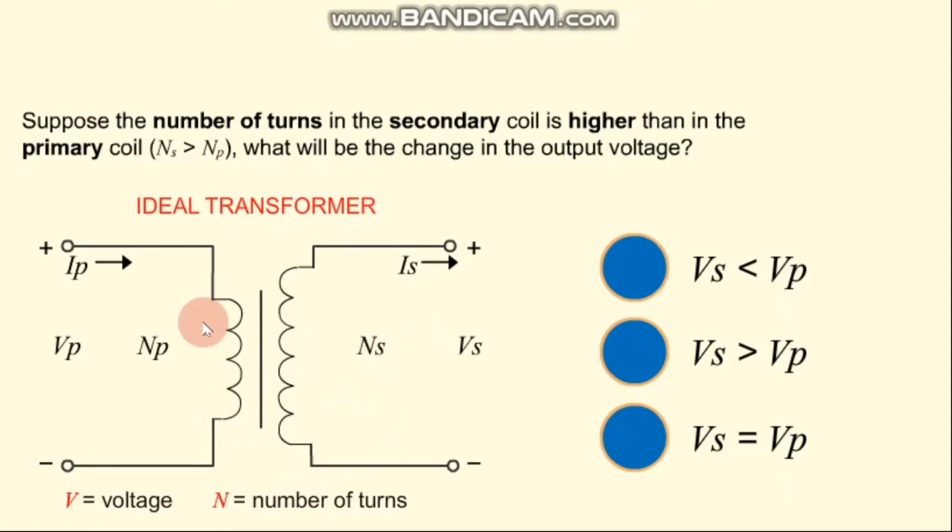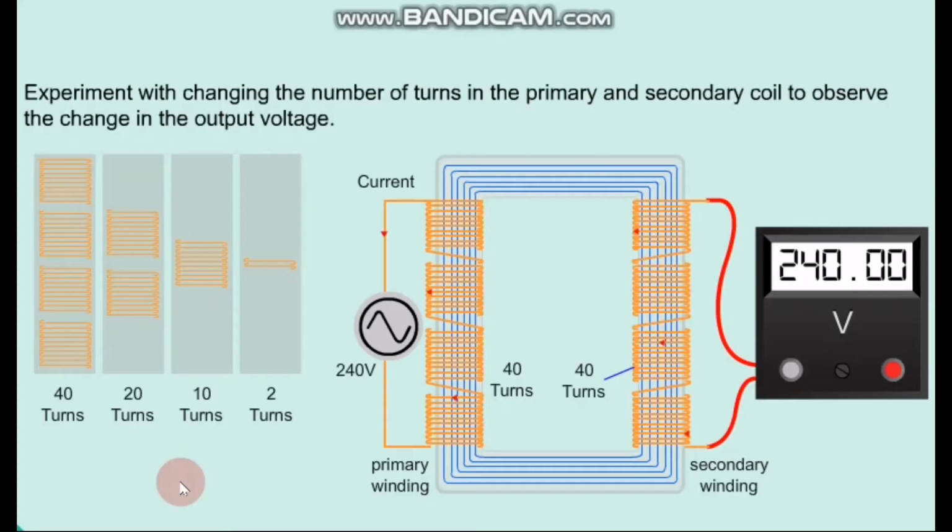So what happens when the number of turns of the secondary coil increases? It means that the secondary voltage will increase. So the answer is the second choice. In this experiment, we are going to observe how changing the number of turns of the primary coil and the secondary coil will cause a change in the output voltage. In an ideal transformer, the ratio of Vp to Np equals the ratio of Vs to Ns.